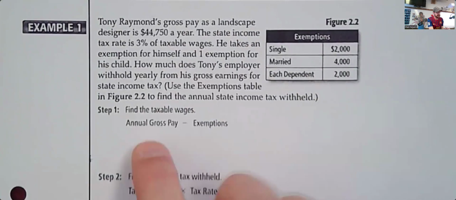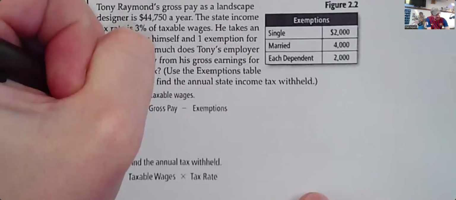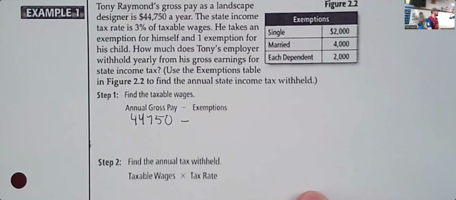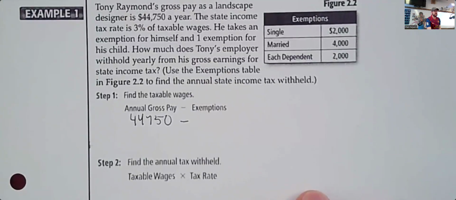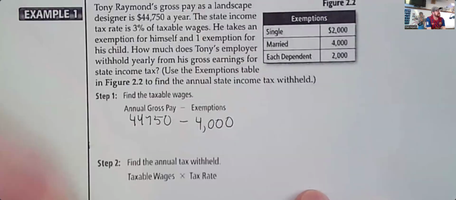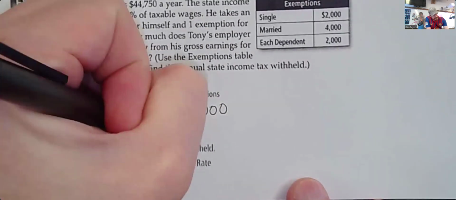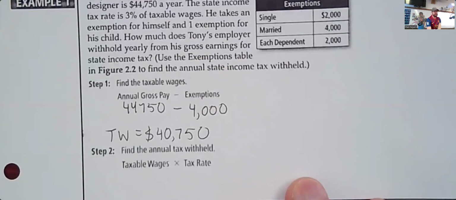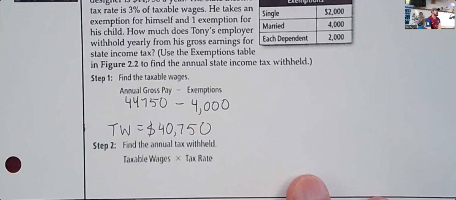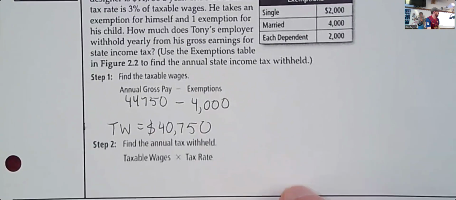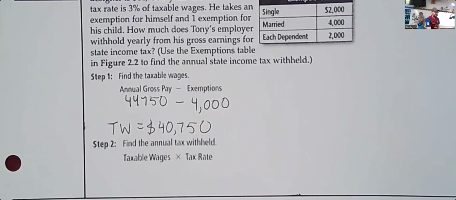So the taxable wages are going to be the annual gross pay, $44,750, minus the total exemptions. What's the total exemptions? 4,000. Himself is 2,000 plus his child, another 2,000. Which makes his taxable wages, TW, equal to what? $40,750. Those are his taxable wages. Same idea as yesterday. The reason why the numbers are so much bigger is because today we're talking about annual as opposed to weekly. If you break it down by week, it'll end up being pretty similar to what we saw yesterday, I would imagine. All right. Now the taxable wages times the tax rate is equal to the annual tax withheld.